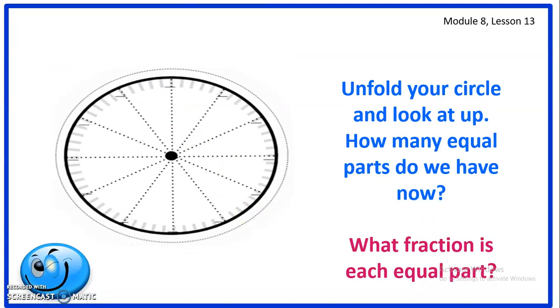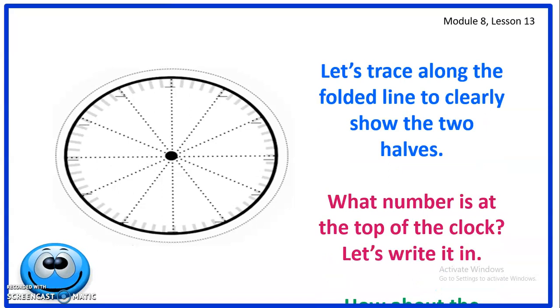Now unfold and look at it. How many equal parts do we now have if you just folded? You should have two equal parts, right? What fraction is each equal part? That will be halves, right? If you folded just once, that's 1/2, 1/2. That's half. Now, trace along the folded lines to clearly show the two halves.